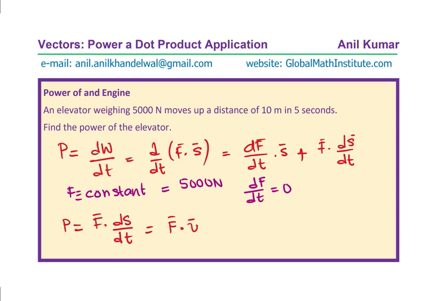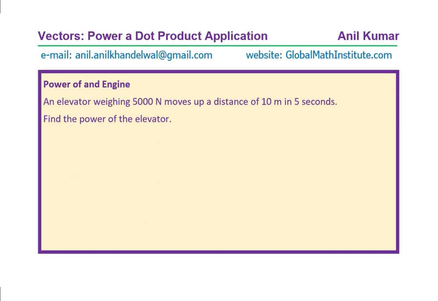So let's write down this formula here, that power is basically equal to the dot product of force with velocity. So power is a scalar quantity. And the units are watts. Is that clear to you? Now, keeping that in mind, let us now solve the question.